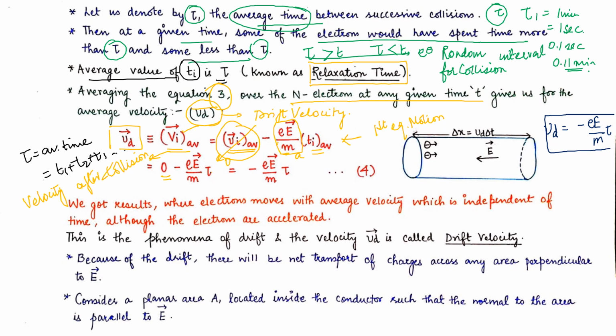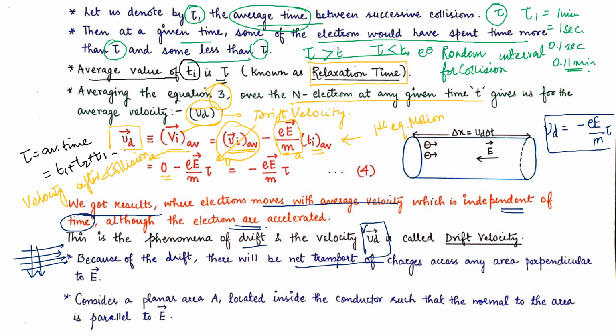Its sign is negative. We got the result where electrons move with an average velocity which is independent of the time, although the electrons are accelerating. This is very important as it says it's independent of the time. This phenomenon is known as drift and the velocity Vd is called the drift velocity. Because of the drift, there will be net transfer of charges across any area perpendicular to E. Like this is the direction of E, there will be electrons moving in this direction.